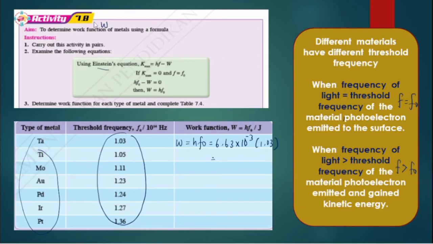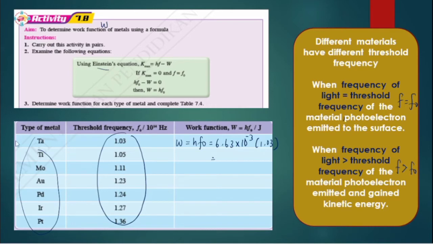You can refer to Activity 7.8 in your textbook. The aim is to determine the work function of metals using a formula. Using the Einstein equation, K max equals hf minus W. If K max equals 0, it means the frequency of light equals the threshold frequency of the metal. So from here we get W equals hf0. We have discussed that earlier.